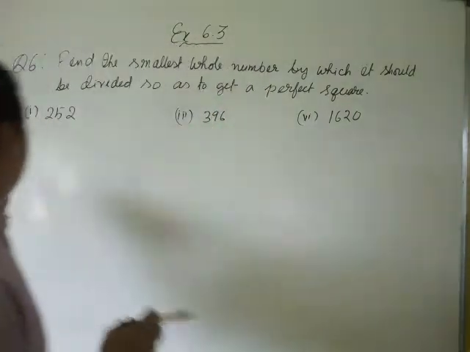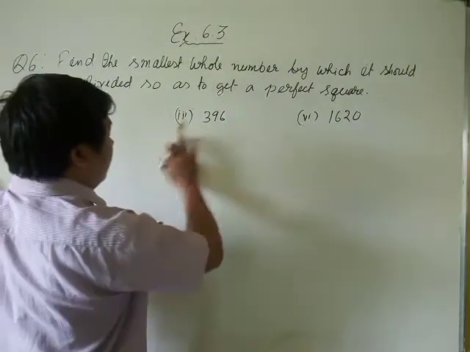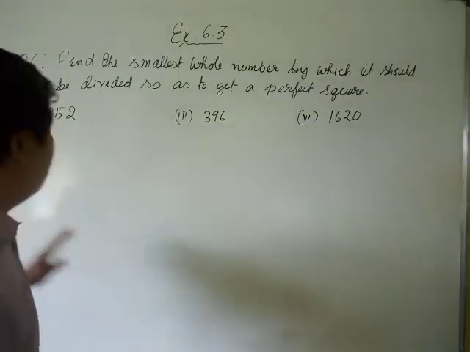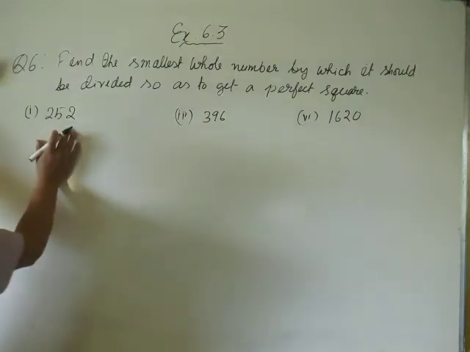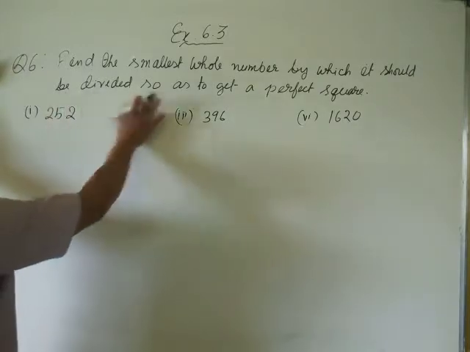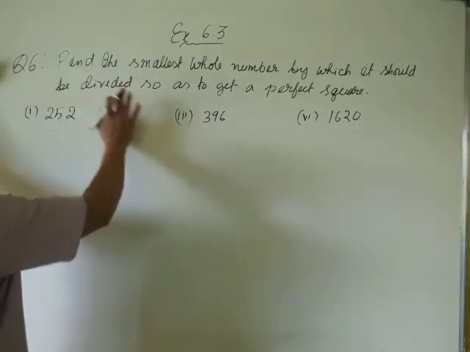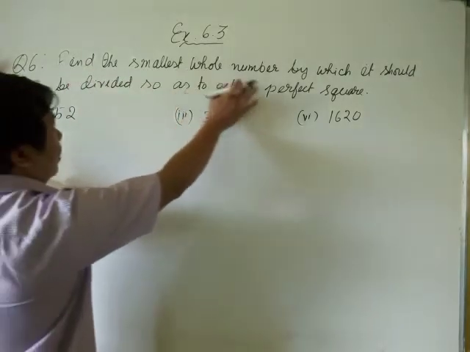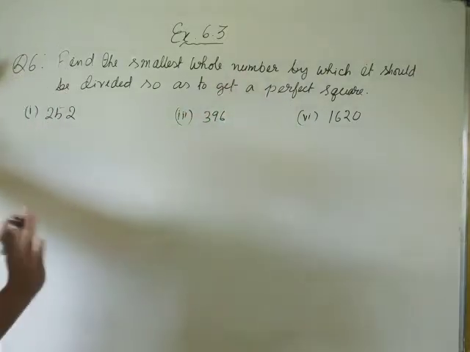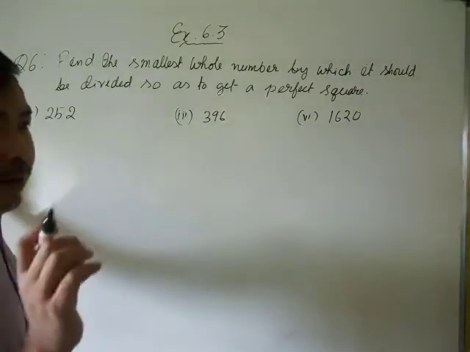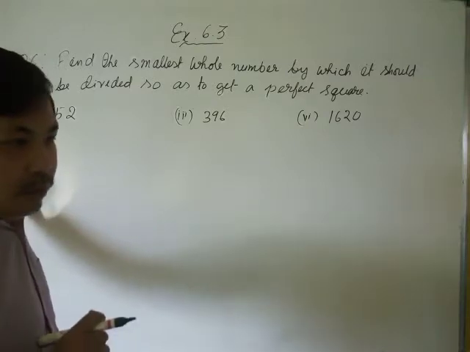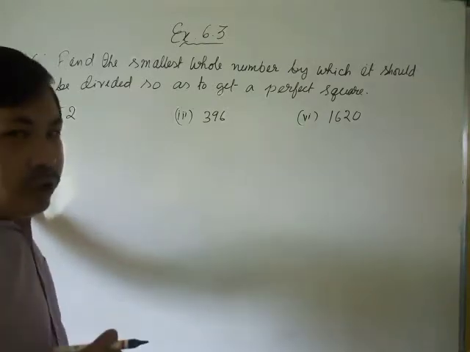The number here is 252. There are 6 questions, 3 I'm doing here. So first of all, we have to take the prime factorization of this number. What is the question asking? Let's try to understand together. Find the smallest whole number by which it should be divided so as to get a perfect square. We have to find a number that will divide this number so that it becomes a perfect square. That means the numbers given in the questions are not perfect squares.